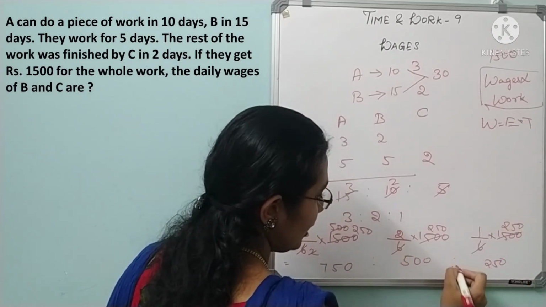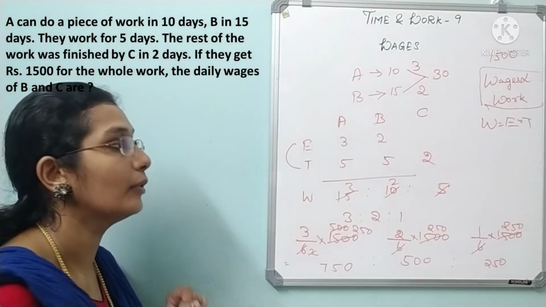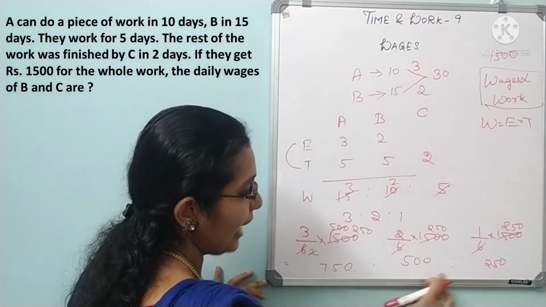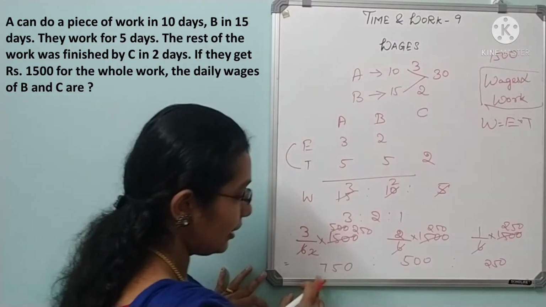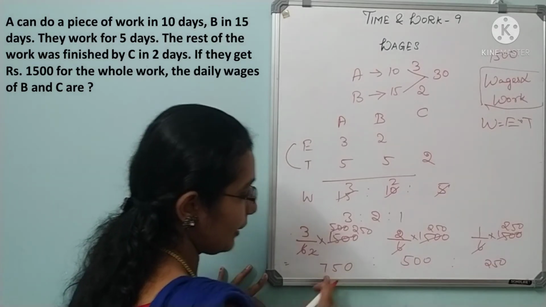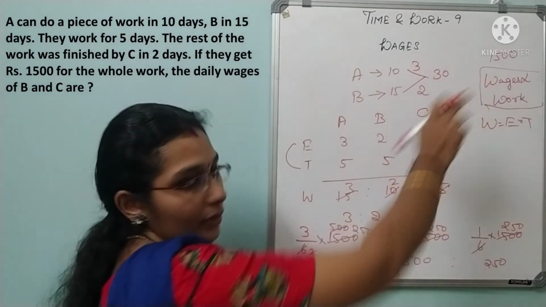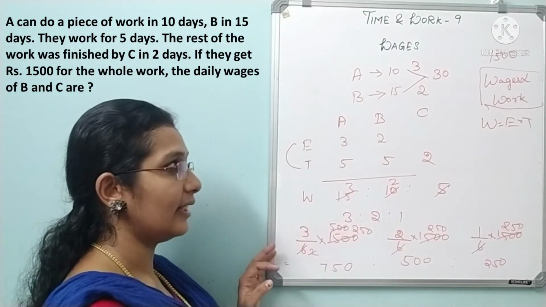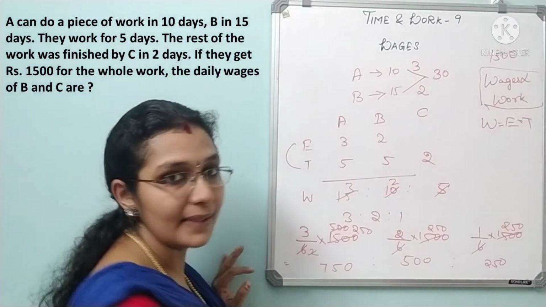So this is the ratio of wages that we'll have to split. If you add together and get 1500, then your answer is correct. 500 plus 250 is 750. 750 plus 750 is 1500. You can cross check the answer like this. So your splitting is correct.